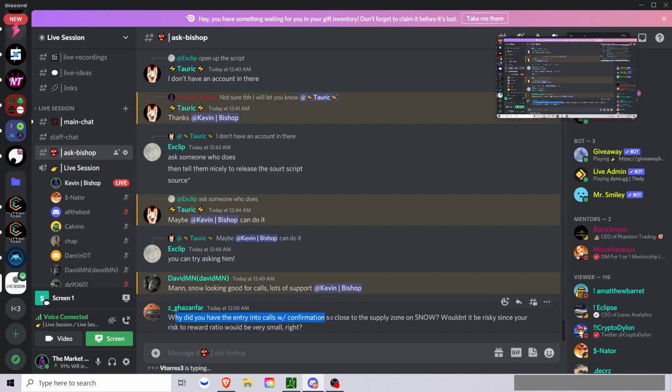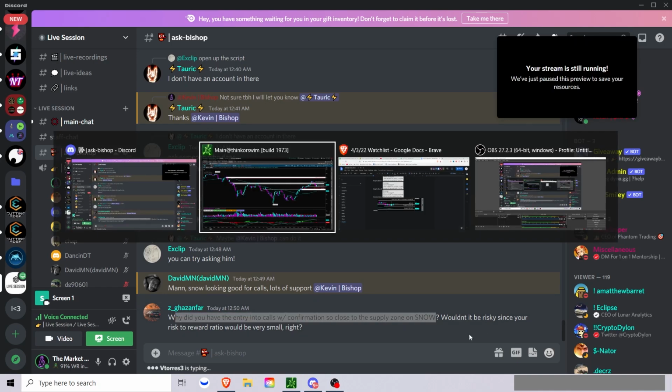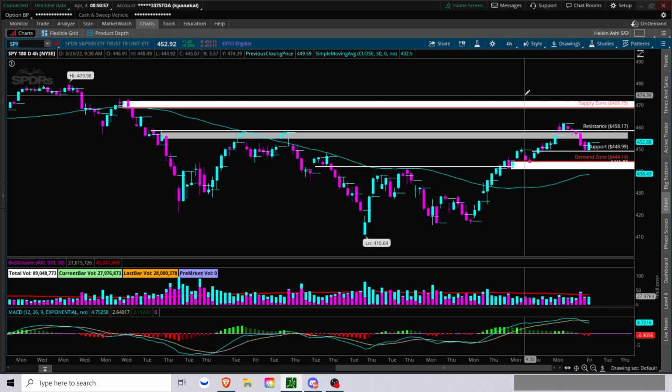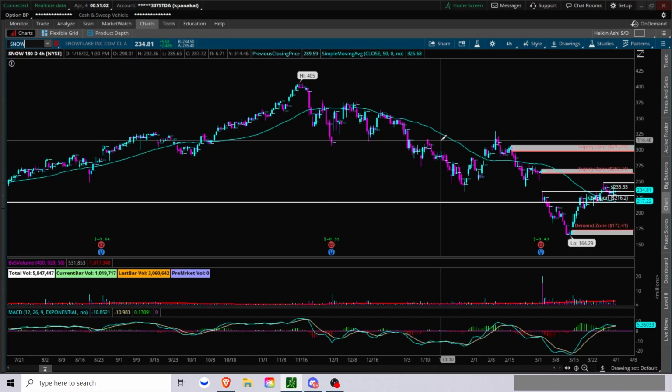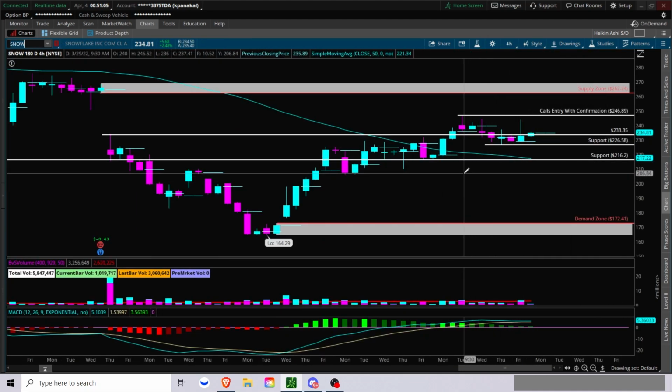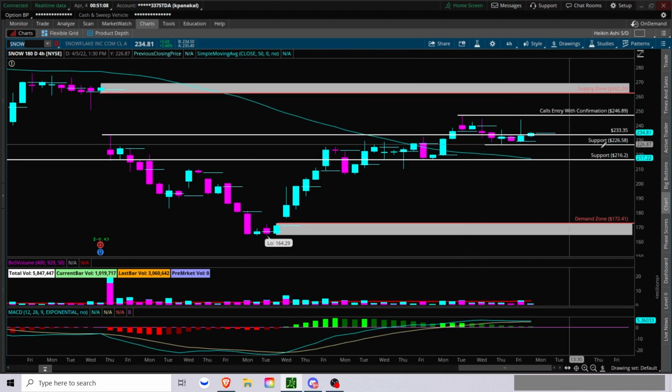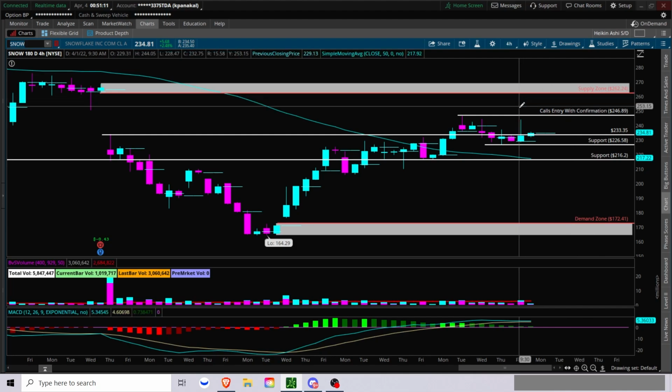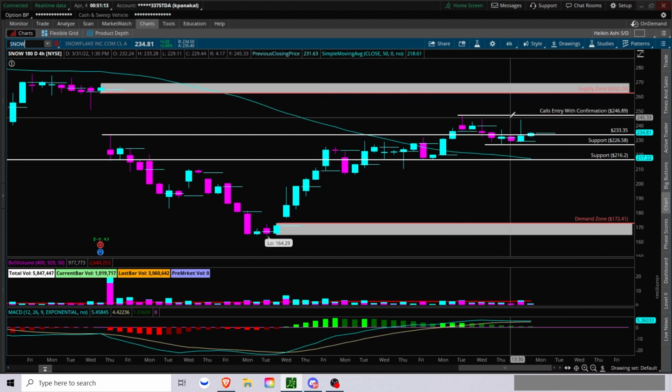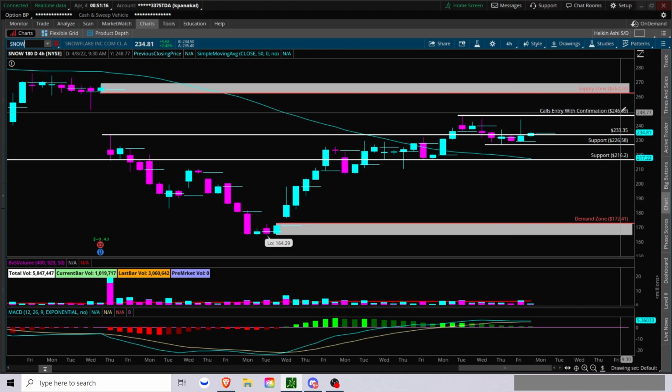Why did you have the entry into calls with confirmation so close to supply zone on snow? Oh wait, let me go back to snow. I'm looking at SPY and I'm like, what the heck's going on? Because this is theoretically not that close for snow. So like right now at 246, right? Snow could probably travel up to like 250, 251. Then it might maybe retrace down, or reverse down, versus the other stock, which was way closer, right?